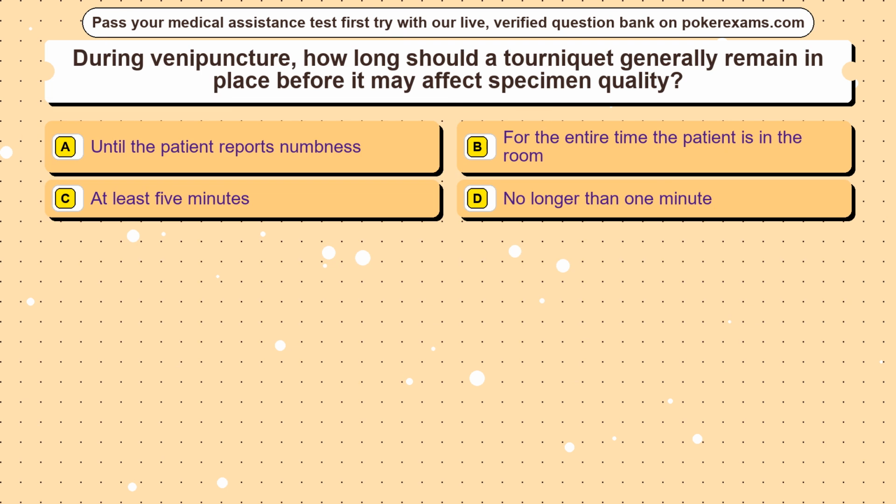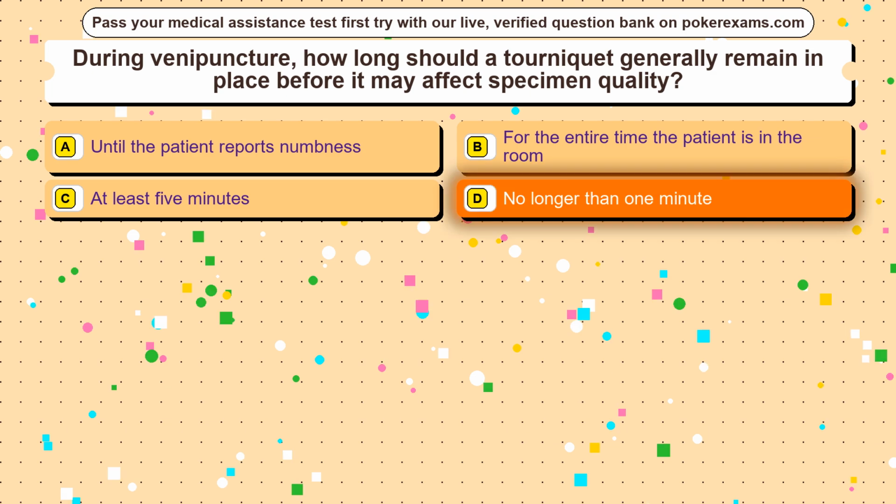Question 5. During venipuncture, how long should a tourniquet generally remain in place before it may affect specimen quality? Option A. Until the patient reports numbness. Option B. For the entire time the patient is in the room. Option C. At least 5 minutes. Option D. No longer than 1 minute.